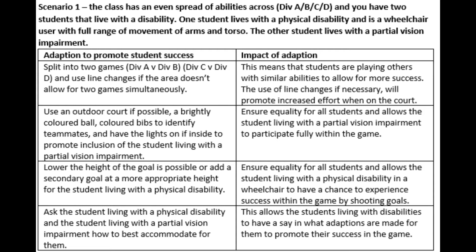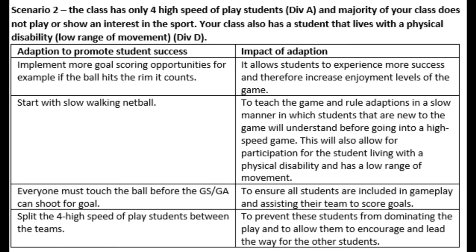The fourth adaptation for this scenario is to ask the students living with a physical disability and a partial vision impairment how to best accommodate for their needs. The impact of this will be ensuring they have a say in what adaptations are made for them in the game to ensure their success.